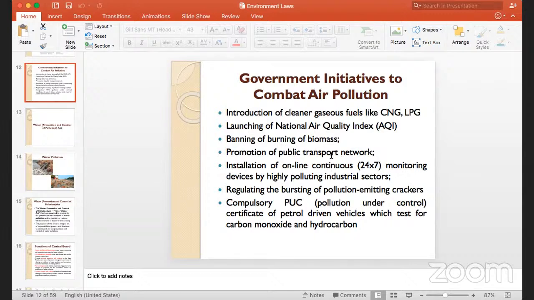Installation of monitoring devices. Then what else has been done? Regulating the bursting of pollution emitting crackers and compulsory PUC. So you know pollution under control, that certificate that you are supposed to keep for your two-wheelers and four-wheelers, that has been initiated under this act, which is your Air Pollution Prevention and Control Act.